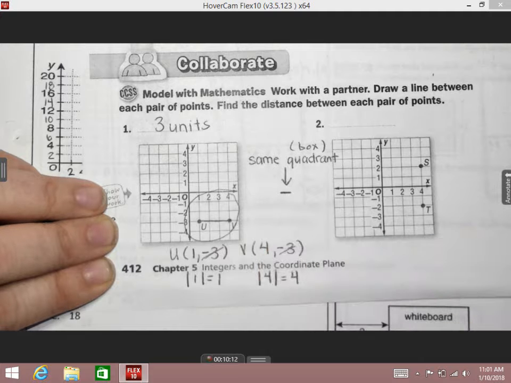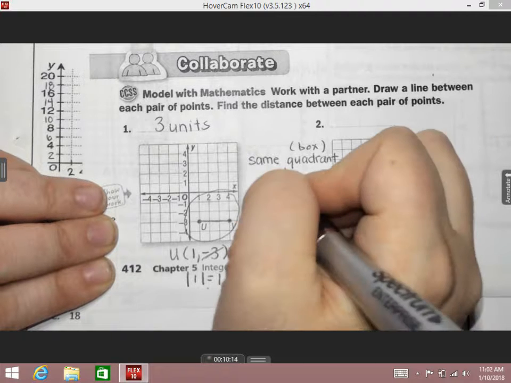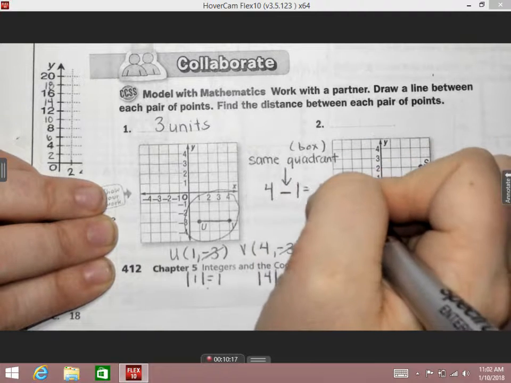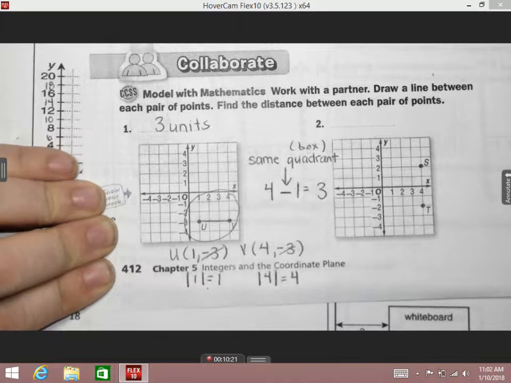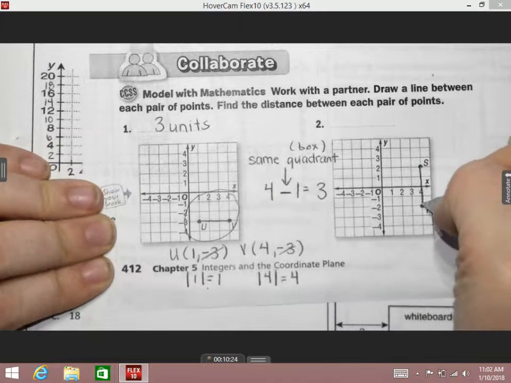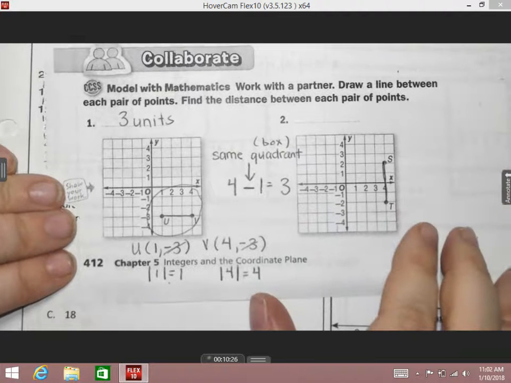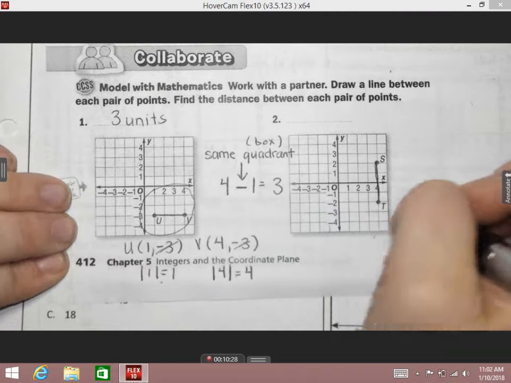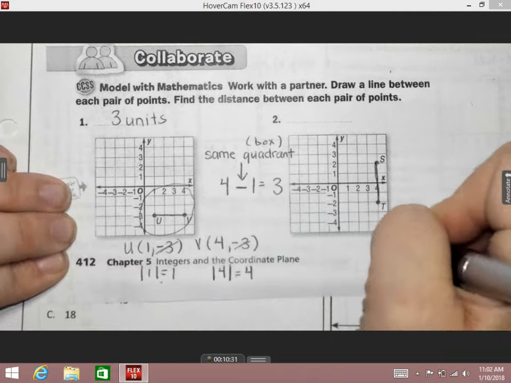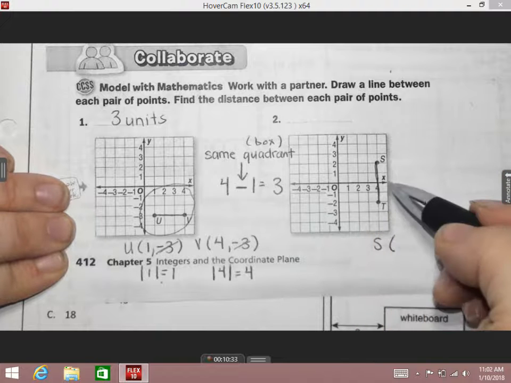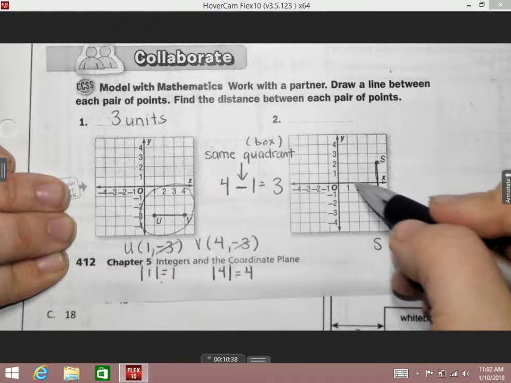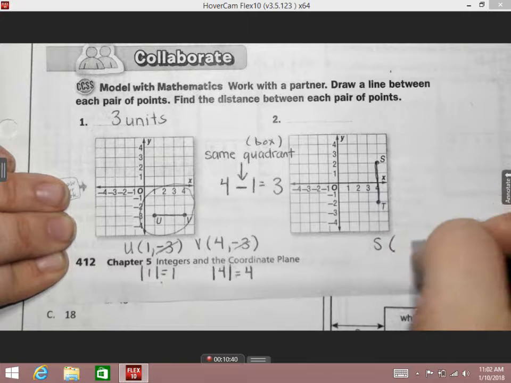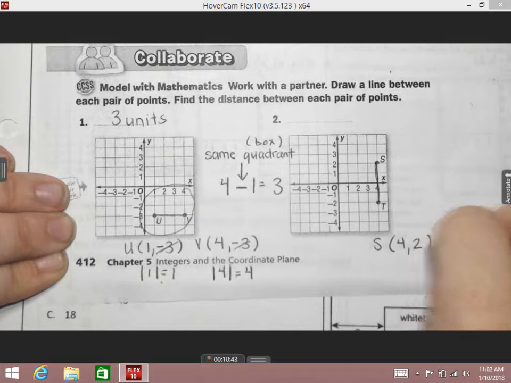What numbers am I subtracting here? 4 and 1, those absolute values. And that gives me 3 units, which is what we got as our answer, correct? Yes. So let's look at this S and this T. What's my ordered pair for S? Alana? 2, 4. All right, 2 and 4 are important, but remember it's always x first, so 4 comma 2. That's okay. And then my T, Alex?